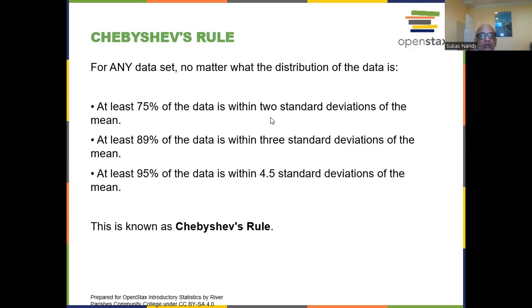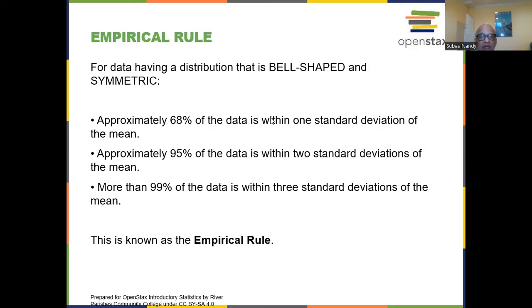Okay. And here are some rules. At least 75% of the data is within 2 standard deviations of the mean, and at least 89% of the data are within 3 standard deviations of the mean. At least 95% of the data is within 4.5 standard deviations of the mean. This is called Chebyshev's rule. The advantage of Chebyshev is that it applies to any kind of distribution. It does not have to be symmetric.